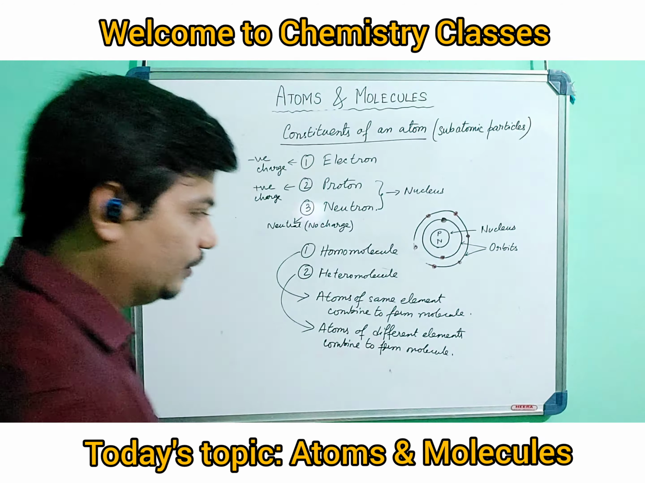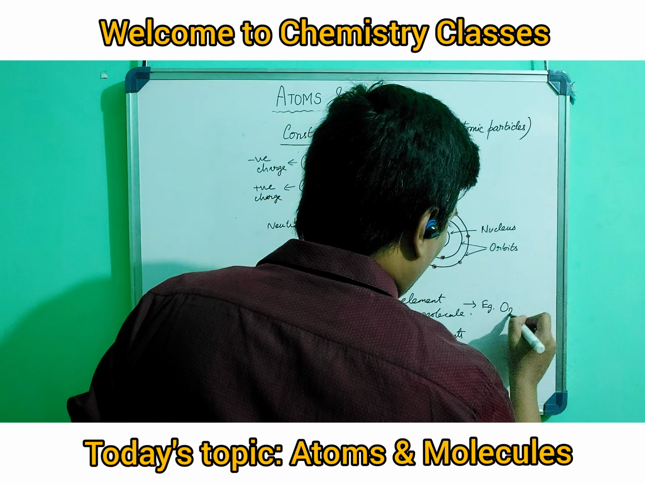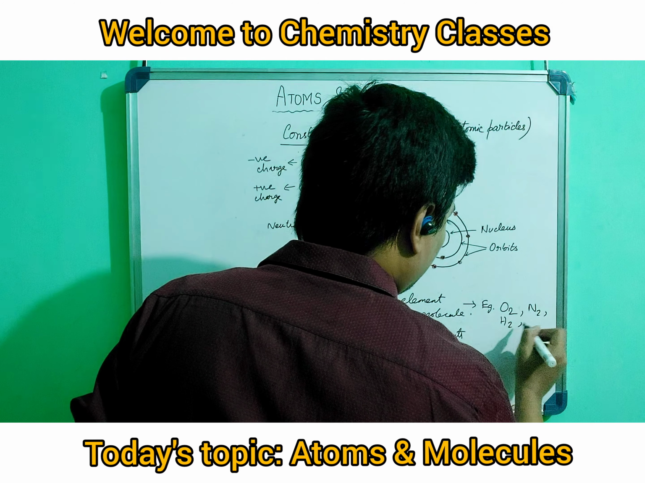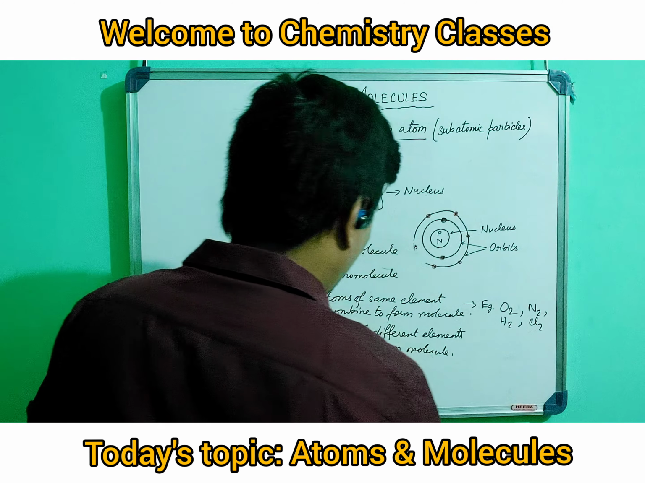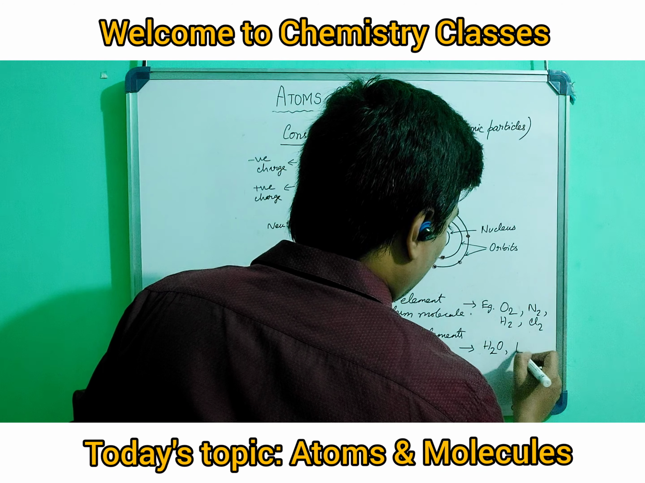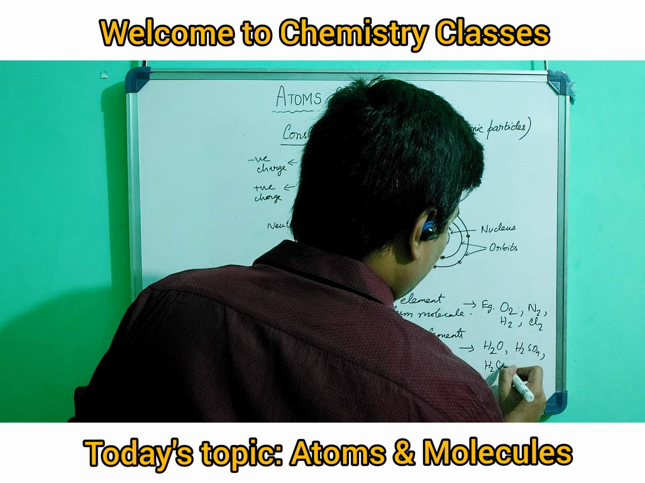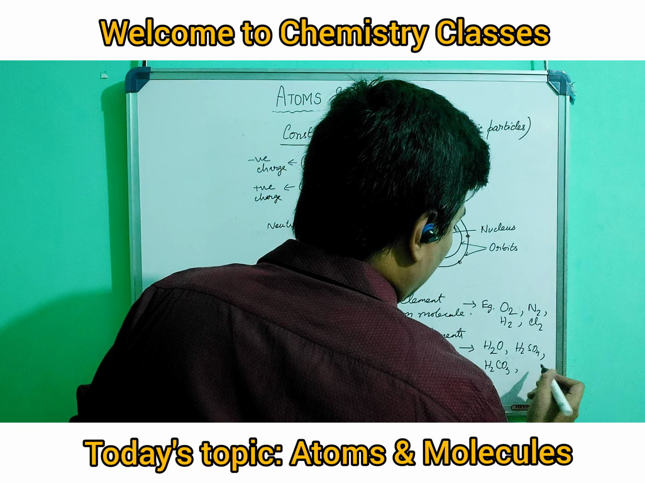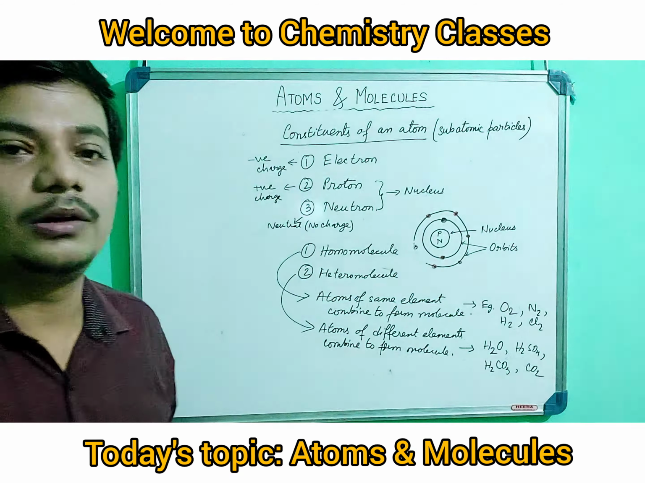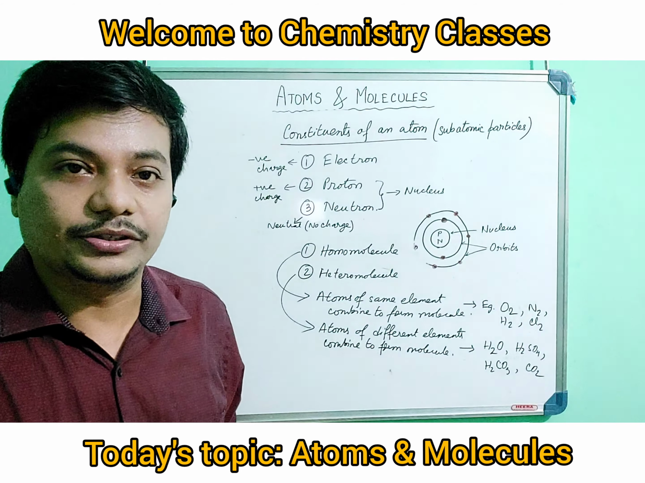I'll give you one example. For the first one: O2, N2, H2, Cl2. For the second one: H2O, H2SO4, H2CO3, then anything, carbon dioxide. So these are all the examples of homomolecule and heteromolecule.